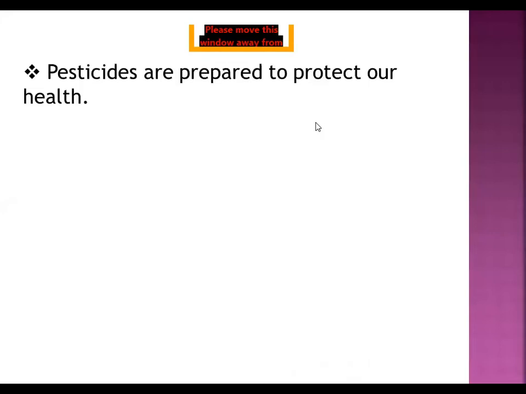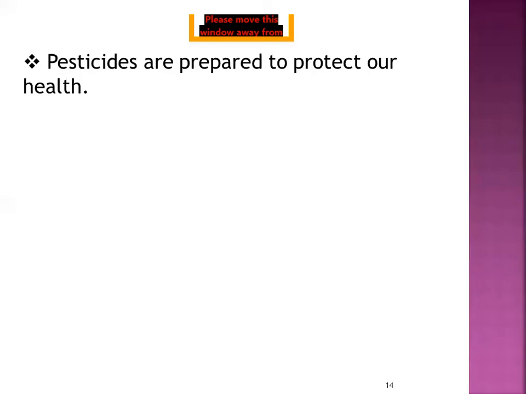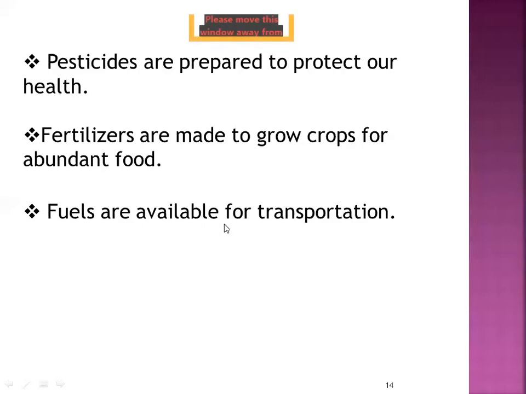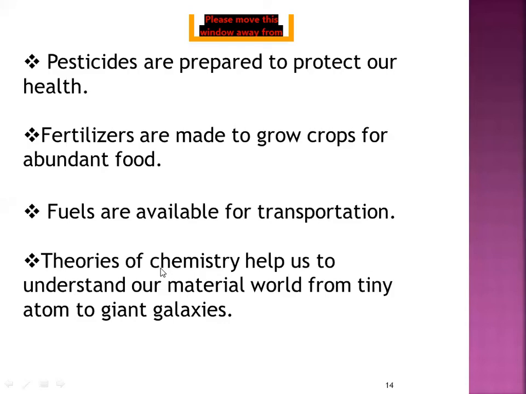So pesticides are chemical substances that kill harmful organisms like insects. Fertilizers are made to grow crops for abundant food, and fertilizers are also made with the help of chemistry. Fuels are available for transportation, and that is because of chemistry as well. All the theories of chemistry help us to understand our material world.